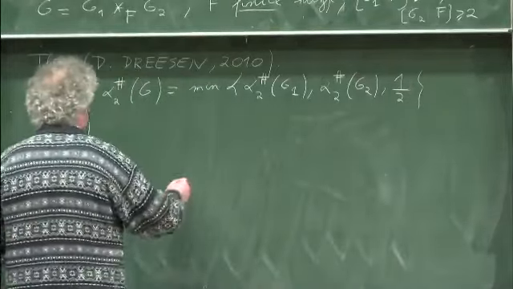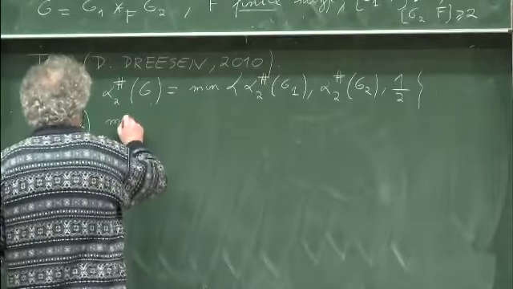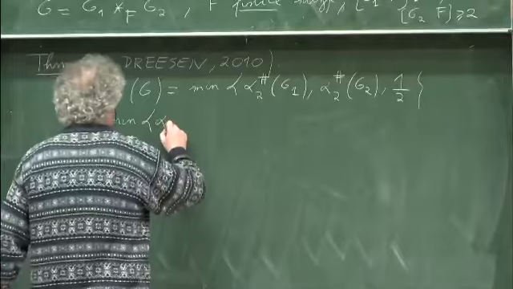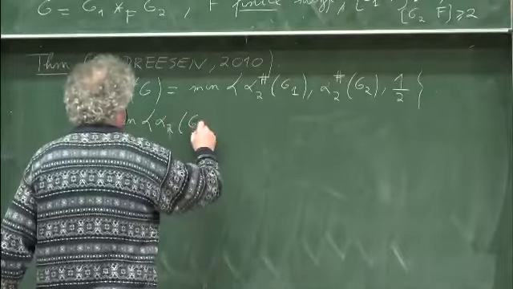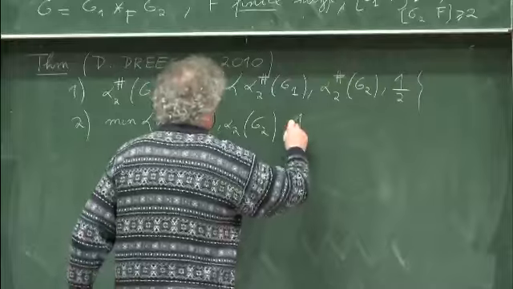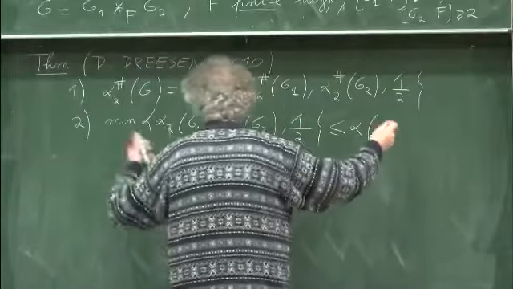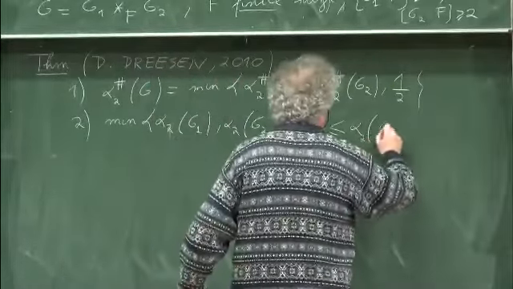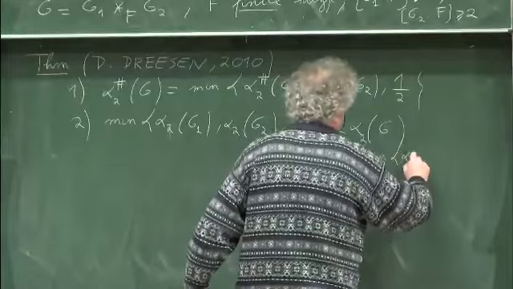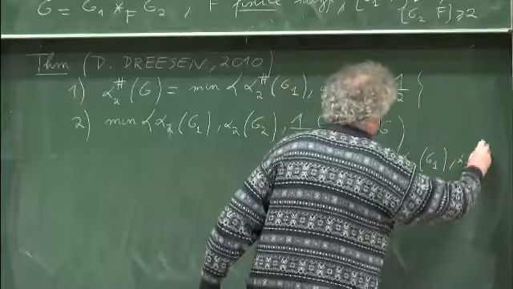And for the non-equivalent compression, we have that the minimum of alpha 2 of G1, alpha 2 of G2, and 1/2, we just have two inequalities. So this is less than alpha 2 of G, and this is less than the minimum of alpha 2 of G1, alpha 2 of G2.